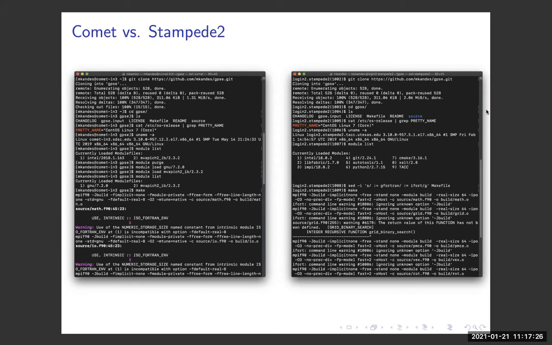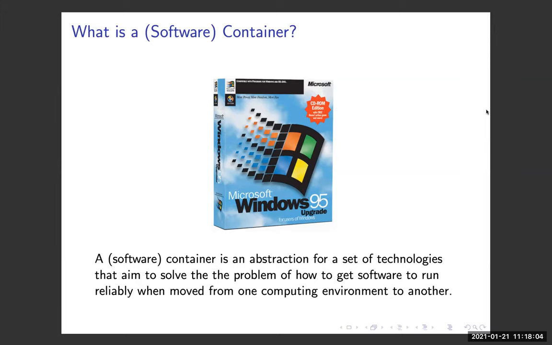And that's what containers are really for. A software container is not a physical container. I put this Microsoft Windows image here just because software used to come in an actual box. But when we talk about a container in terms of software, it's really more of an abstraction. There's not a physical thing you could point to that's the container. It's really a set of technologies that you bring together that allow you to run software reliably when you move from one system to another. Okay.